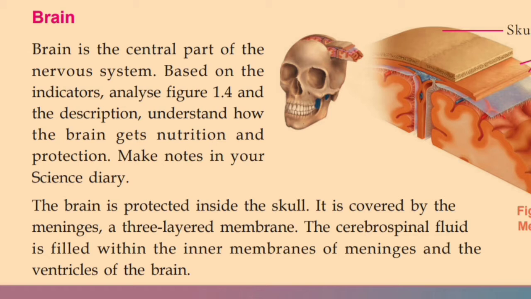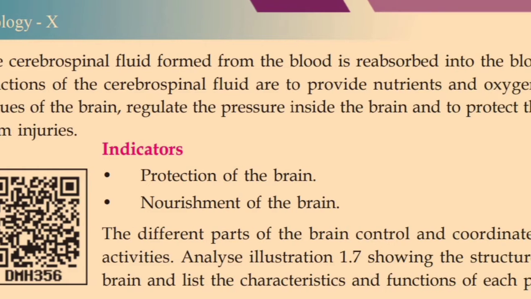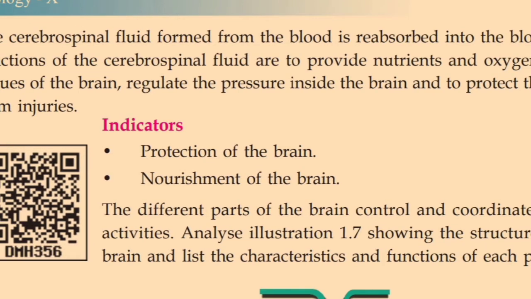First point is that it is protected inside the skull. Second point is that it is covered by meninges. It's a three-layered membrane. Then third point is that cerebrospinal fluid is filled within the membrane of meninges and the ventricles of the brain. Then what is cerebrospinal fluid? The cerebrospinal fluid is formed from the blood and is reabsorbed into the blood.